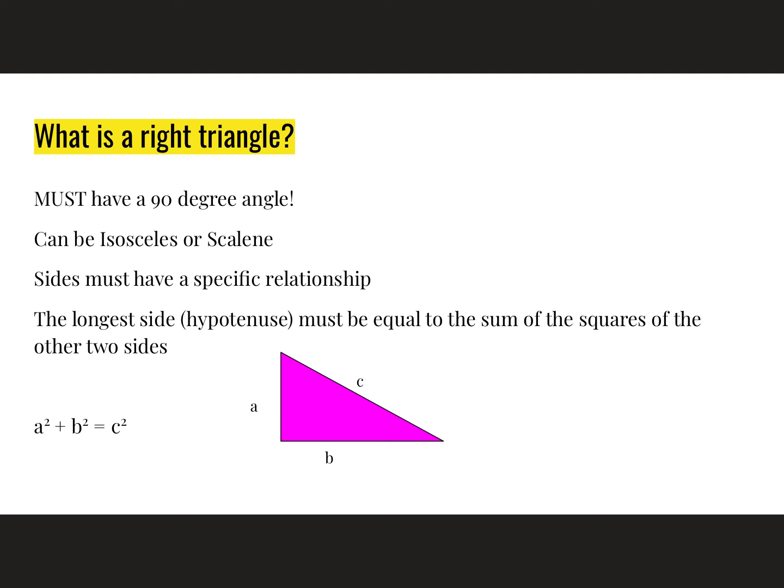That tells us it's exactly 90 degrees. So, what is a right triangle? It must have a 90-degree angle. Notice I say a 90-degree angle. Remember that the angles inside a triangle always add up to 180 degrees. So one angle must be exactly 90 degrees. The other ones can't be. They have to be less than that. It can be isosceles, where two sides are the same length, or it can be scalene, with three different sides.